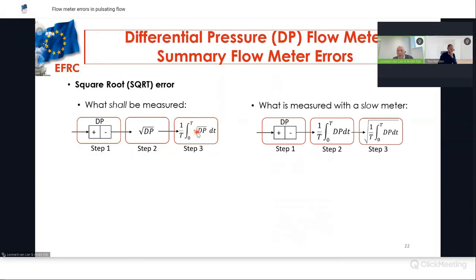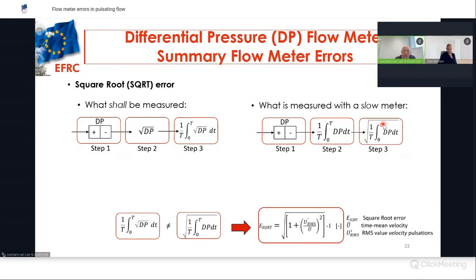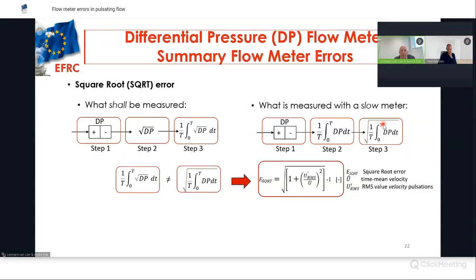However, if you have a slow meter, what is measured then for that meter is this delta P is measured. That's still correct. But then it will determine the time mean value of the delta P, and after that the square root of that will be taken. And that's exactly what causes the so-called square root error, because the two things are not the same.